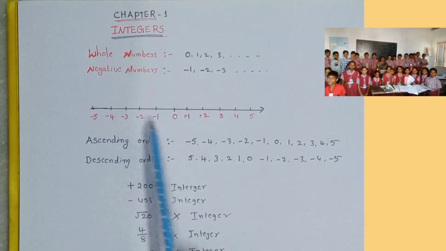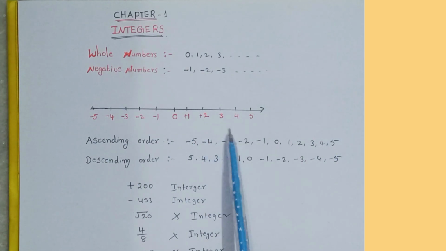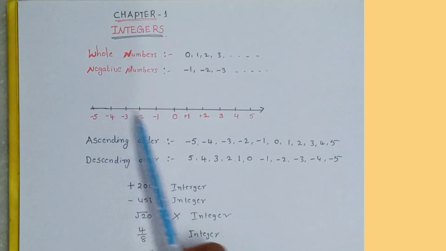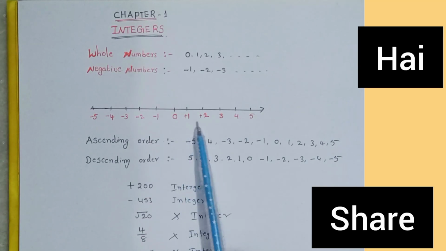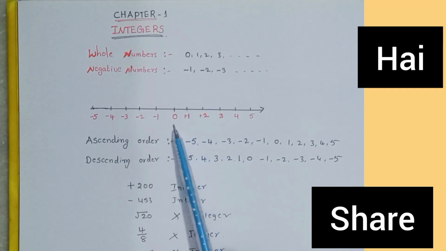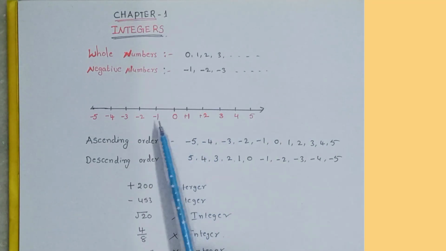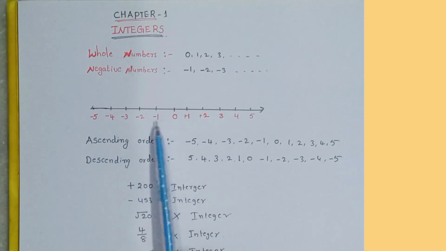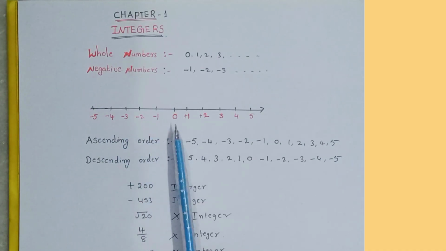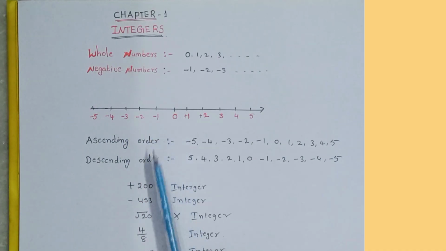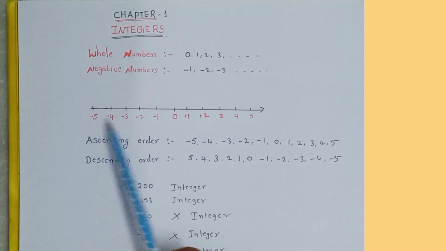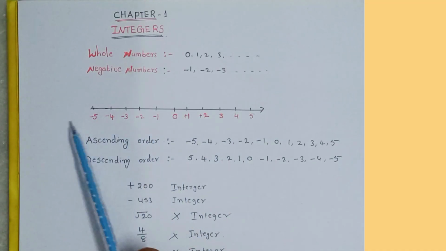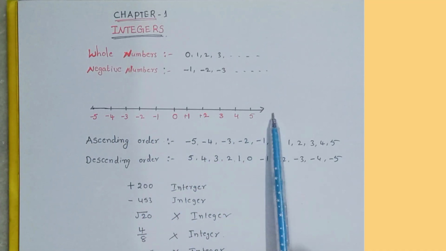Let us construct the positive and negative numbers on the number line. This is the number line. The middle is 0. 0 should always be in the middle. Positive numbers are on the right side of 0 on the number line. Negative numbers are considered on the left side of 0. These numbers are integers. Left side negative numbers, right side positive numbers.